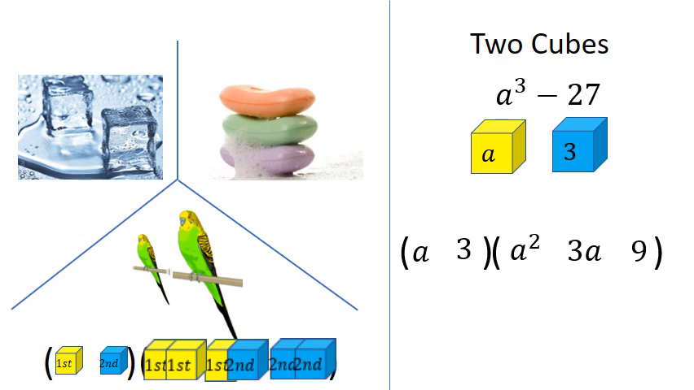What are our signs? Same, opposite, always plus. Since the problem has a minus, the small parakeet gets a minus, the big parakeet gets a plus, and then the last one is always a plus. And that's our answer: a minus 3 times a squared plus 3a plus 9.